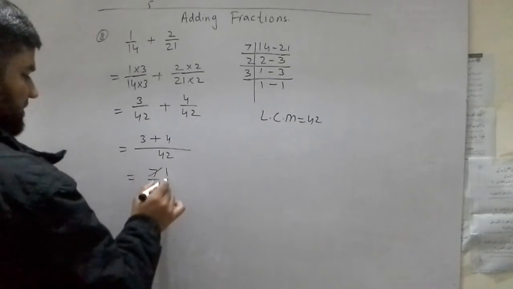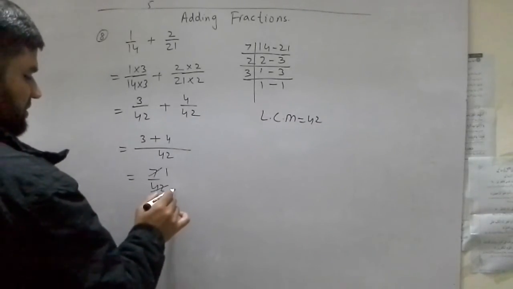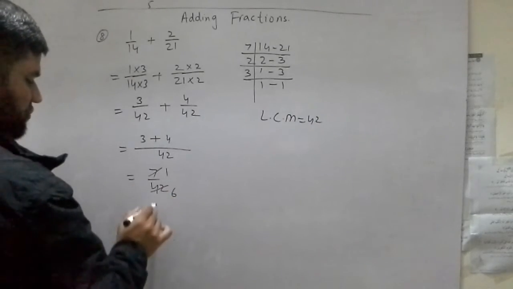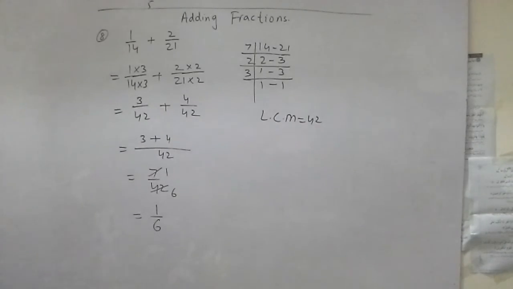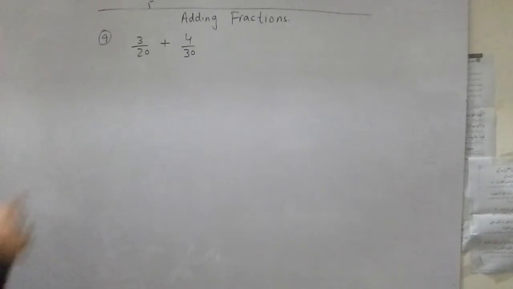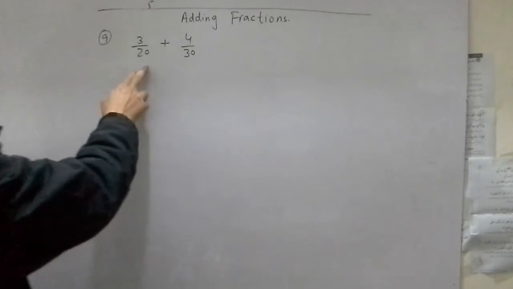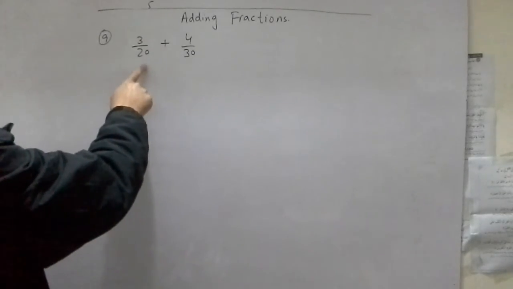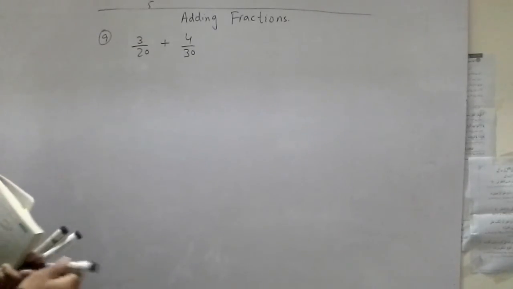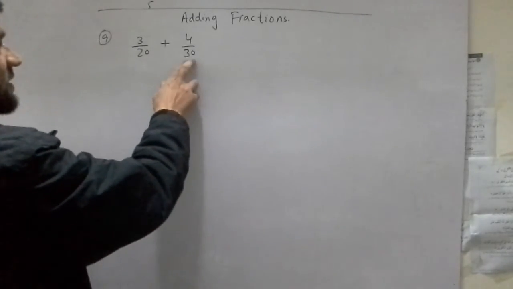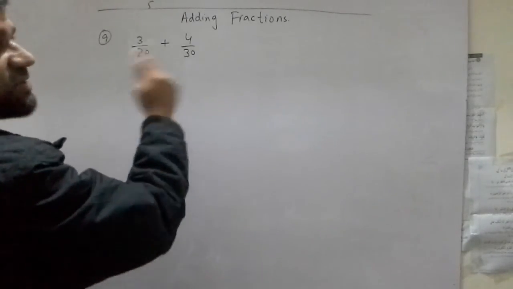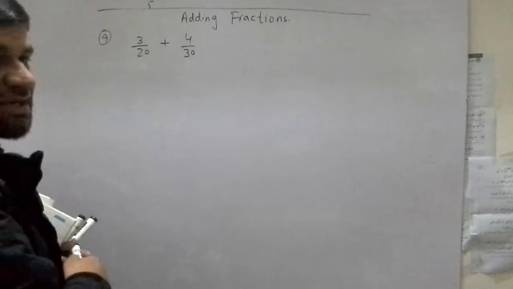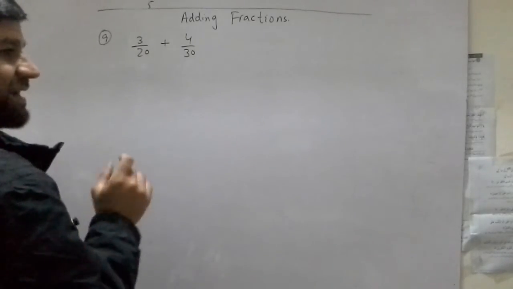See, we cancel out like that. 7 times 1 is 7 and 7 times 6 is 42. So our final answer is, on the top we have 1 and in the denominator we have 6. So this is our final answer. Question number 9. 3 over 20 plus 4 over 30. Think of a common denominator which can be divided by 20 and 30. So if I think of the multiple of 30, since it's bigger, the multiple of 30 is 60, and 20 can also divide into 60. So 60 is our final LCM, lowest common multiple.